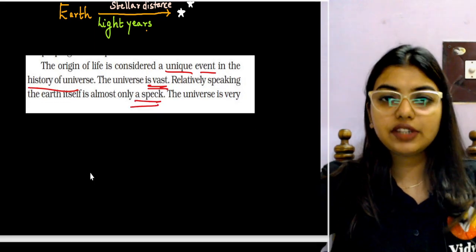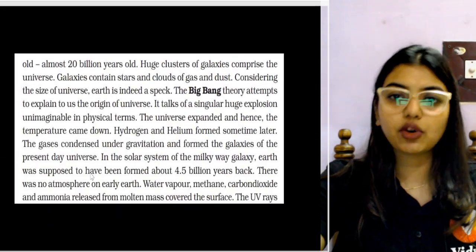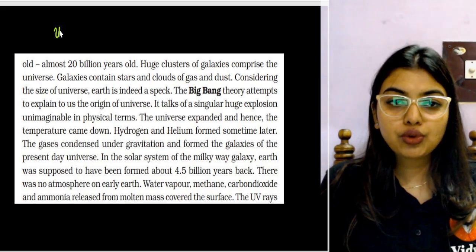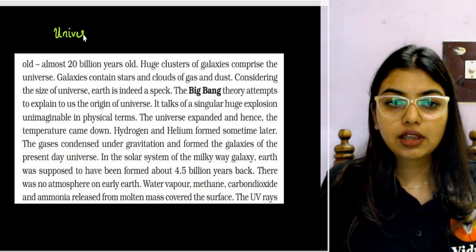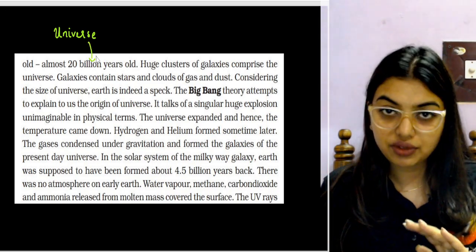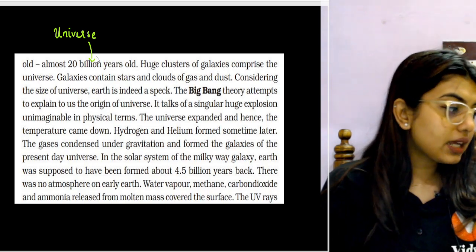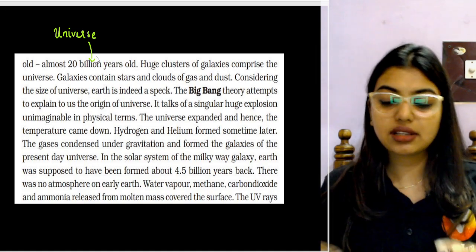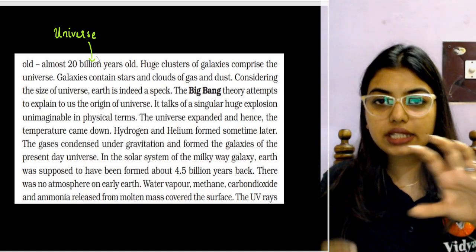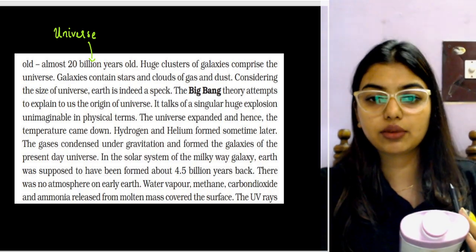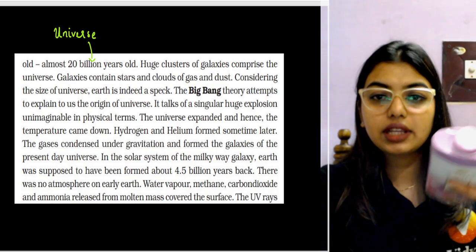So when we talk about how the universe was formed, the first ever theory to exist. Look here, students, the universe is almost 20 billion years old. A huge cluster of galaxies comprises the universe. Just imagine there is a circle. I think you can compare this powder tin. I hope the powder does not spill.